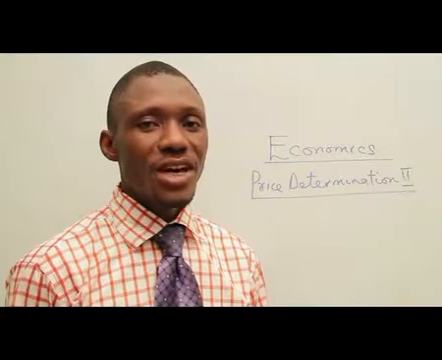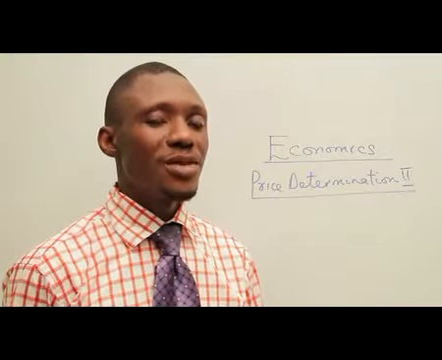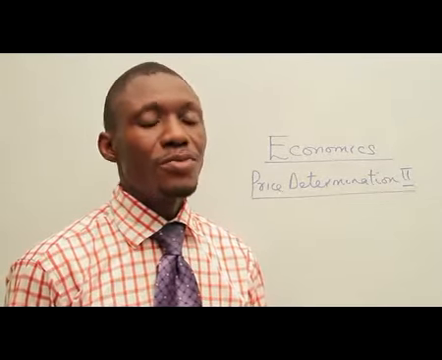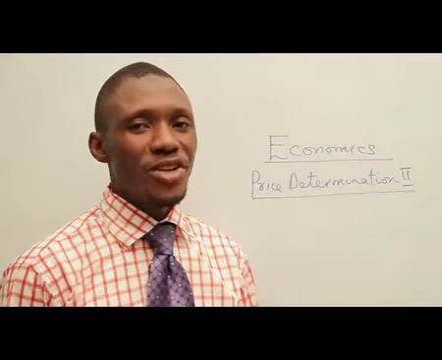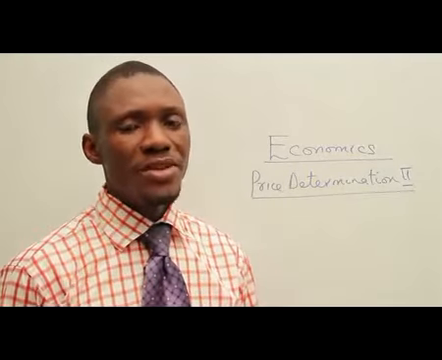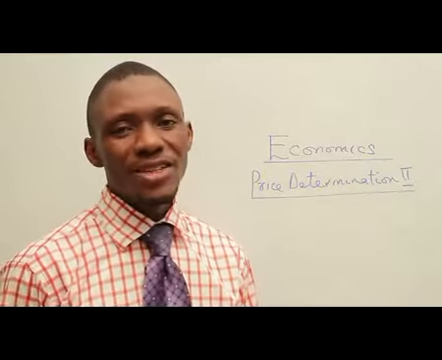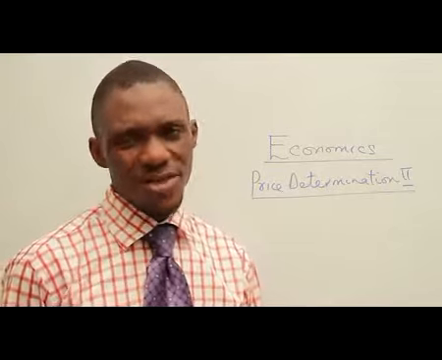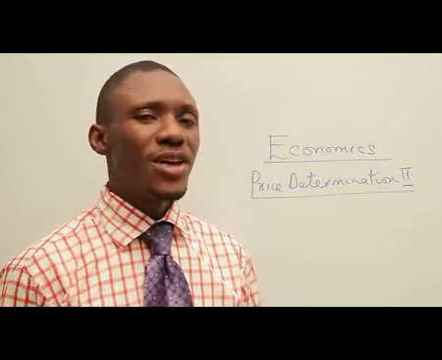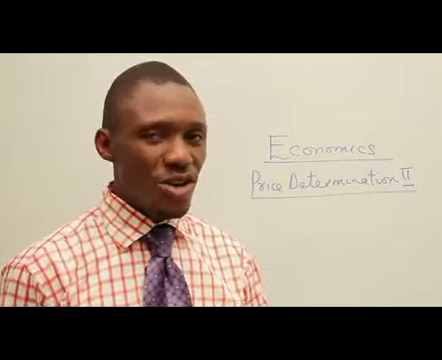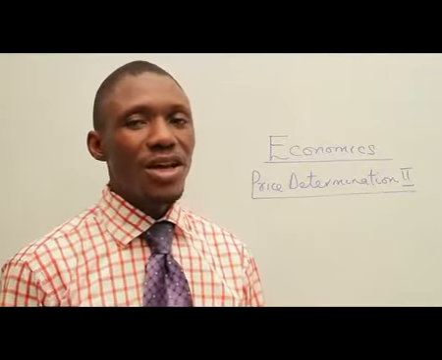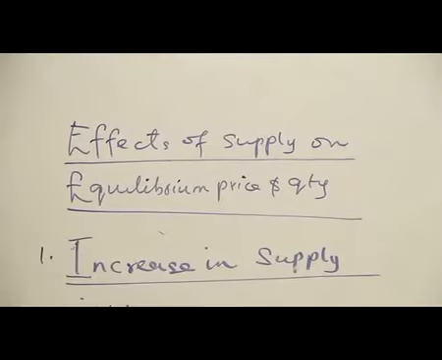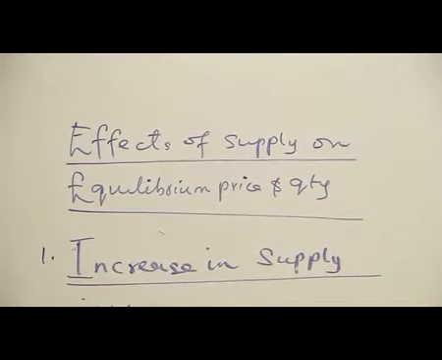In our economics class at this moment, we want to look at price determination 2. It's going to be the continual part of the last price determination that we have discussed. If you can remember vividly, we concluded our class with what we call effect of demand on equilibrium price and equilibrium quantity. But for this one, we are going to look at effect of supply on equilibrium price and equilibrium quantity. Likewise, what we call price control.